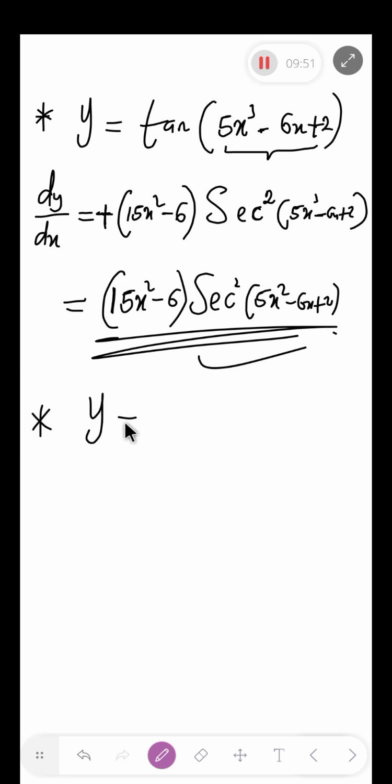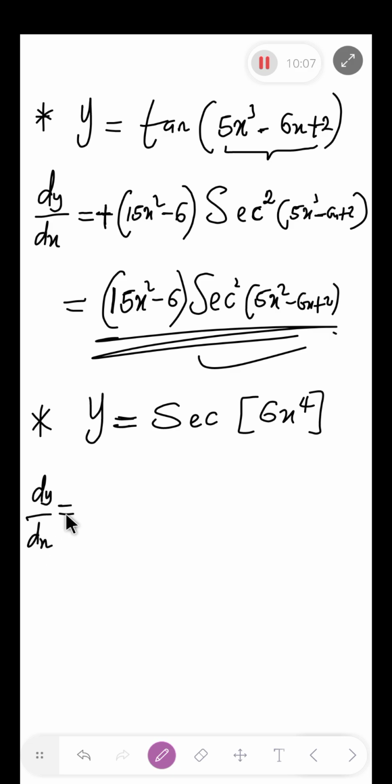Suppose y is equal to, let's say, sec of 6x to the power of 4. What do you think this will give us? Then our dy over dx will be equal to, for sec, remember that it's always positive, right? So the next thing for you to do is to differentiate this. That's the second step. When I differentiate 6x to the power of 4, I should have 12, sorry, that should be 24. 6 times 4 is 24. x to the power of 3, right?